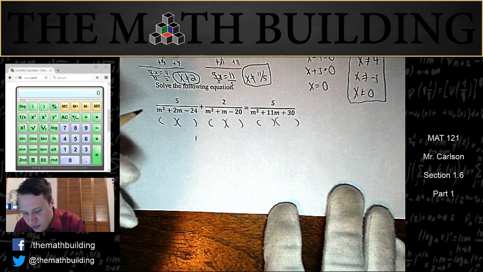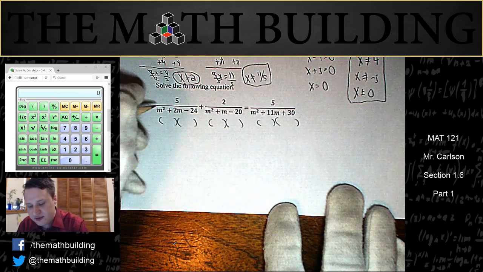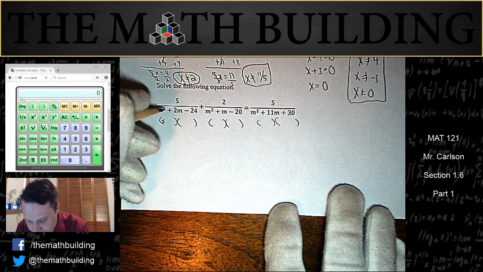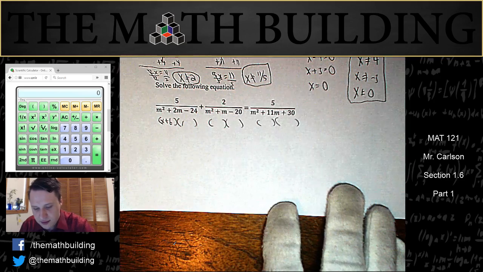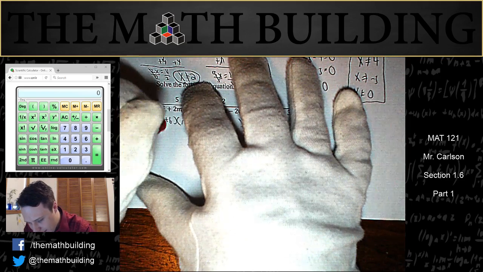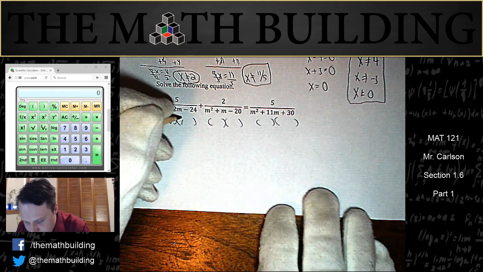I'm going to do this kind of quickly. Two numbers that multiply to make negative 24 and add up to 2. That'll be x plus 6, x minus 4. Actually, I should be using m's. Sorry about that. All right, so m plus 6, m minus 4.